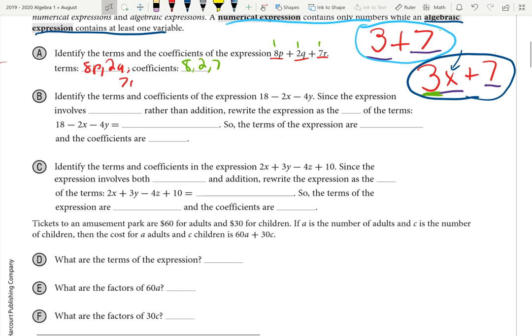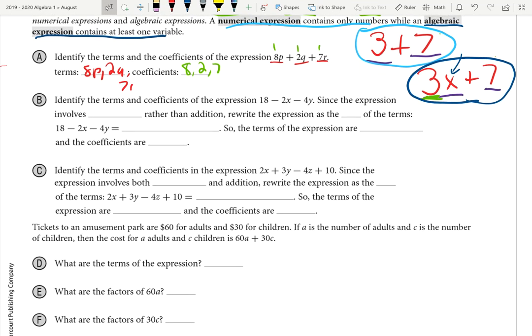We work our way down. Identify the terms and coefficients of the next expression. We have 18 minus 2x minus 4y. Now, since the expression involves subtraction rather than addition, rewrite the expression as the sum of the terms. So for example, we can rewrite this as 18 plus negative 2x, because adding a negative is the same thing as simply that minus, as well as plus negative 4y.